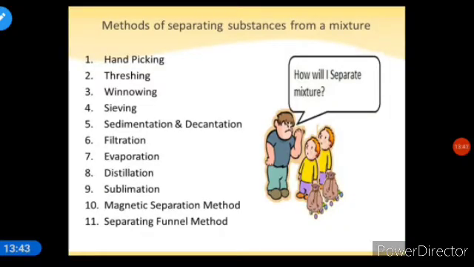Now we will discuss the methods for the separation. Methods of separating substances from a mixture. There are a few methods: hand picking, threshing, winnowing, sieving, sedimentation and decantation, filtration, evaporation, distillation, sublimation, magnetic separation method, and separating funnel method. With the help of these methods, we can easily separate the mixture.